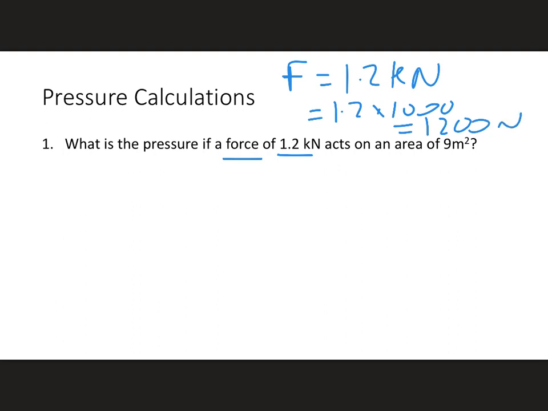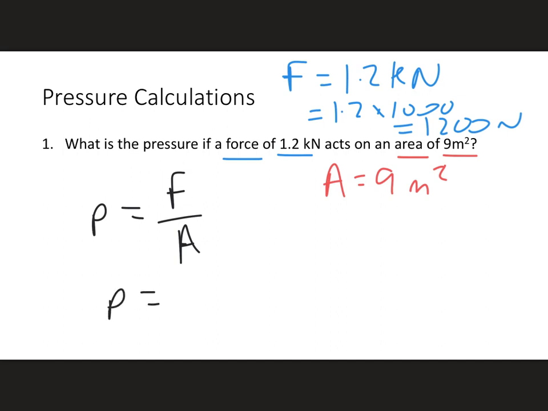The next step is to highlight what else I know in this question. So I'm going to come along here and I'm going to highlight the area, which is 9 metres squared. So I'm going to put that A equals 9 metres squared. I now want to write down the equation that is, if you remember, pressure, which is lowercase p, is equal to force over area, F over capital A. I then put the numbers in that I've got from my highlighting in the question. So I get 1,200 divided by 9.